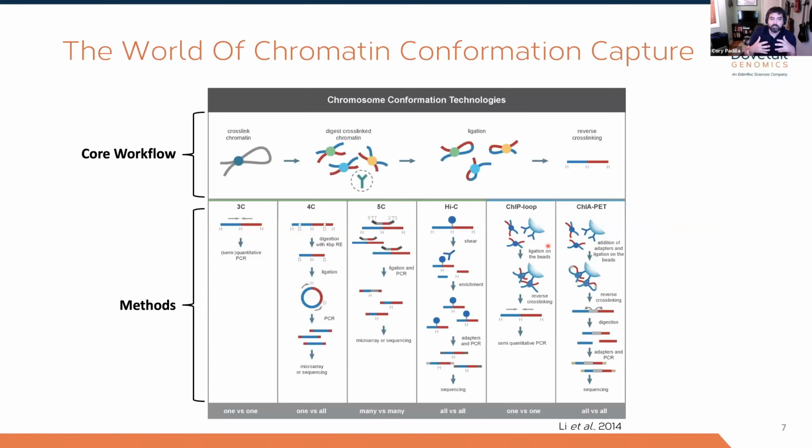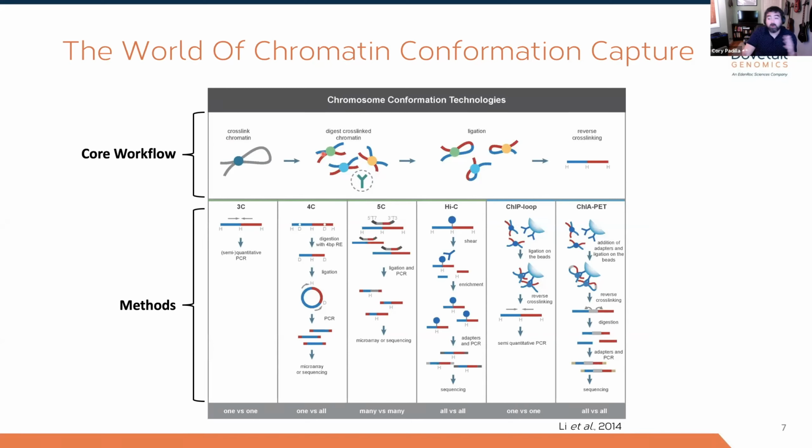The answer is chromatin conformation capture, or 3C technology. This has been around for about 20 years-ish, give or take. But it all kind of starts with the same core workflow where you start with cross-linked chromatin, and then that chromatin is digested. Historically, that's been done with restriction enzymes or a mix of restriction enzymes. We're going to talk about how that's probably not the best way to move forward with this assay.